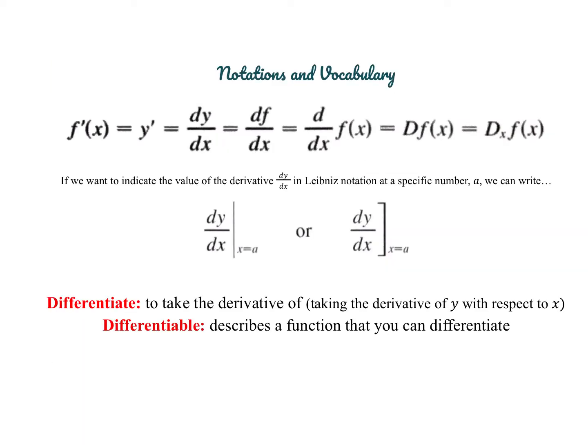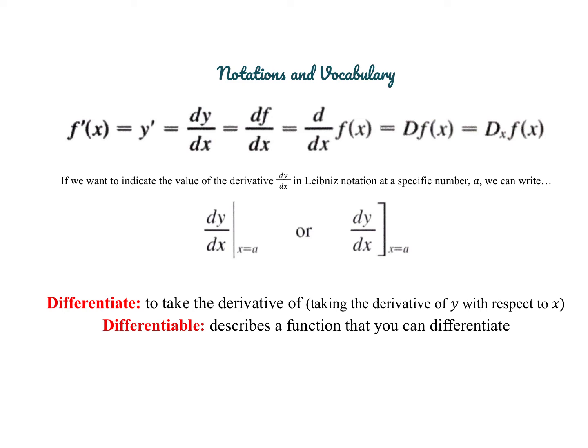So some notation and vocabulary that's going to be really important as we continue to work with derivatives. So f prime of x, that's a really common way to write the first derivative, or we could say y prime. We could also use that Leibniz notation, so dy dx, or df dx, or d dx of f of x, depending on which notation you want to use, or you can even use these notations here. Not as common, but you still might see them.